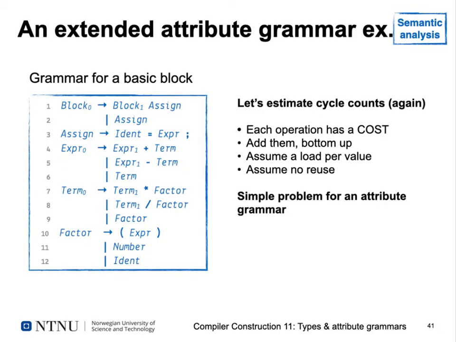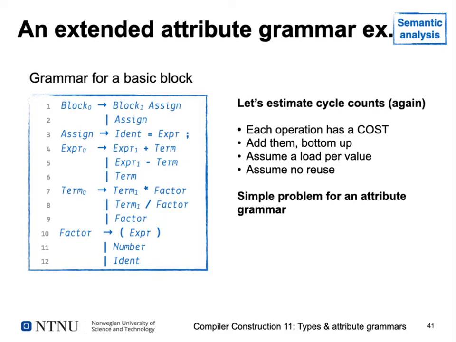So one thing we can do as an example for an extended attribute grammar is to estimate cycle counts. We've seen this before: we've seen the cost of operations in a very early example for grammars. Now let's see how we can do this with an attribute grammar. Each operation has a cost, and if we have costs for basic operations, we add them bottom up as we combine parts into an expression, and finally into an assignment. We assume one load per value here, and we assume that registers or values are not reused. And this is a very simple problem to solve for an attribute grammar.